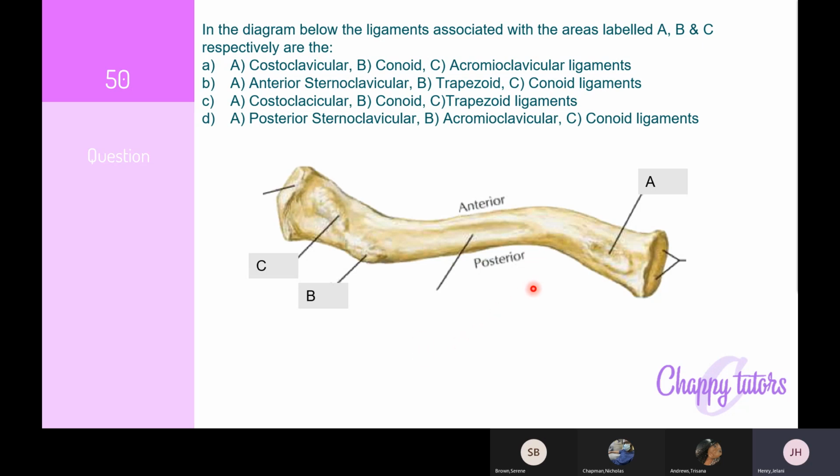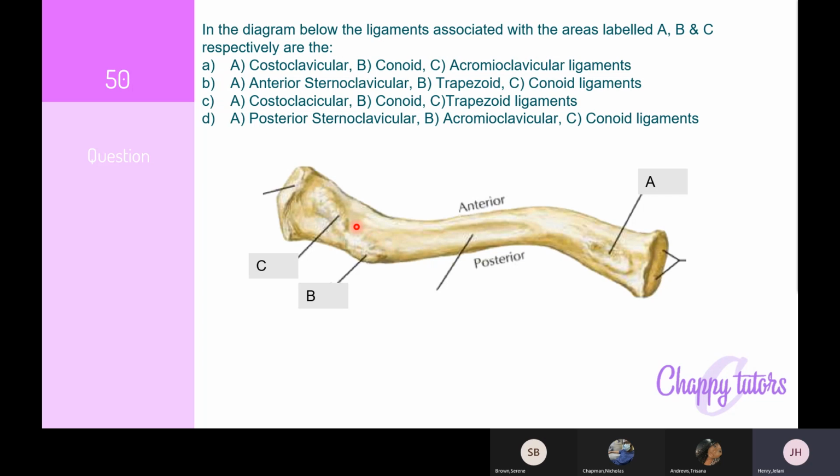Okay, does anybody have an answer? A? Okay, let's see. This impression here is the rough impression that allows the clavicle to articulate with the first costal cartilage. And the ligament that does that is the costoclavicular ligament, right? So that being said, it can either be A or C so far.